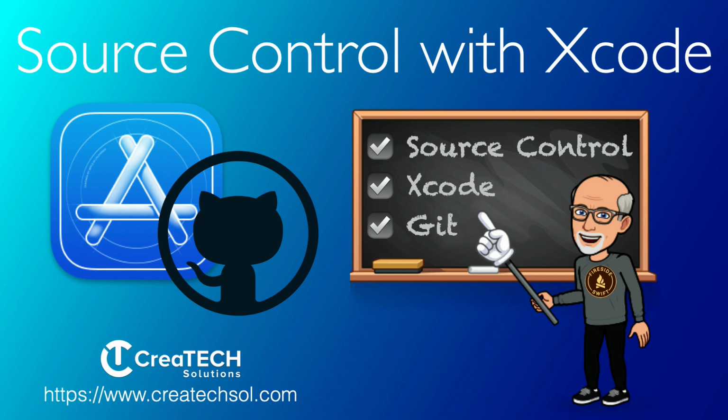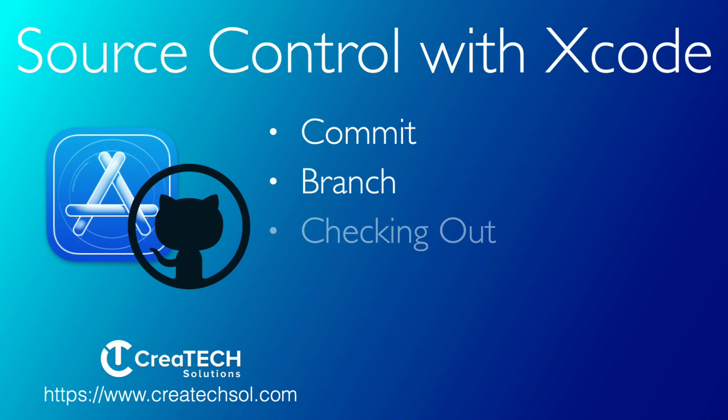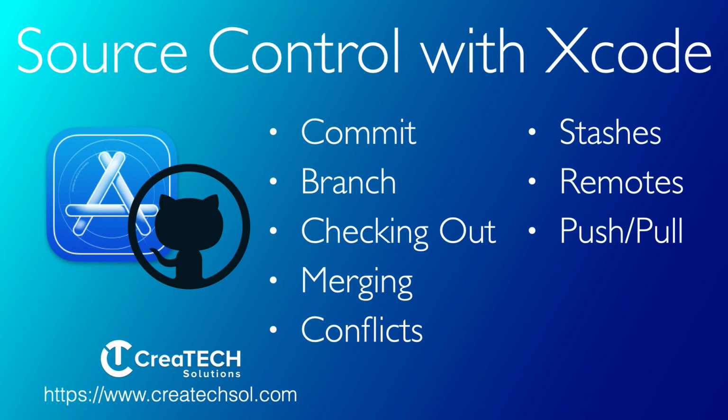In this video, we'll be looking at a case study to see what is available to us with Xcode. We'll be looking at commits to a local repository, branching, checking out different branches, merging branches, merge conflicts, stashes, remote repositories, along with pushing and pulling content, and we'll also look at how you can reset to an earlier commit, and finally how to clone a repository from GitHub.